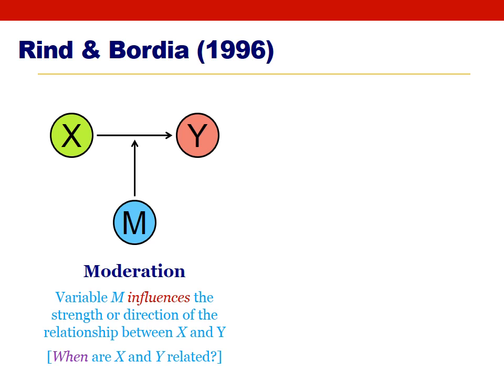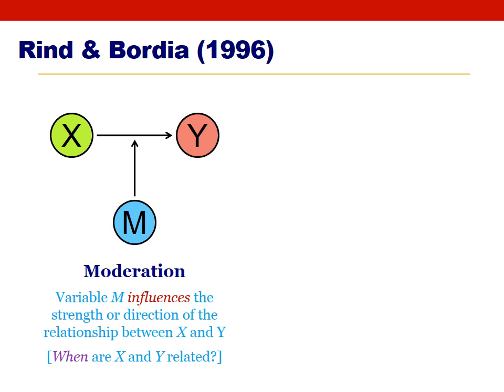Maybe, for example, x and y are related only sometimes, but not other times. And m is the variable that tells us when they are related or when they're not related. Maybe x and y are sometimes positively related or sometimes negatively related. And our moderating variable m tells us when the relationship is positive or when the relationship is negative.